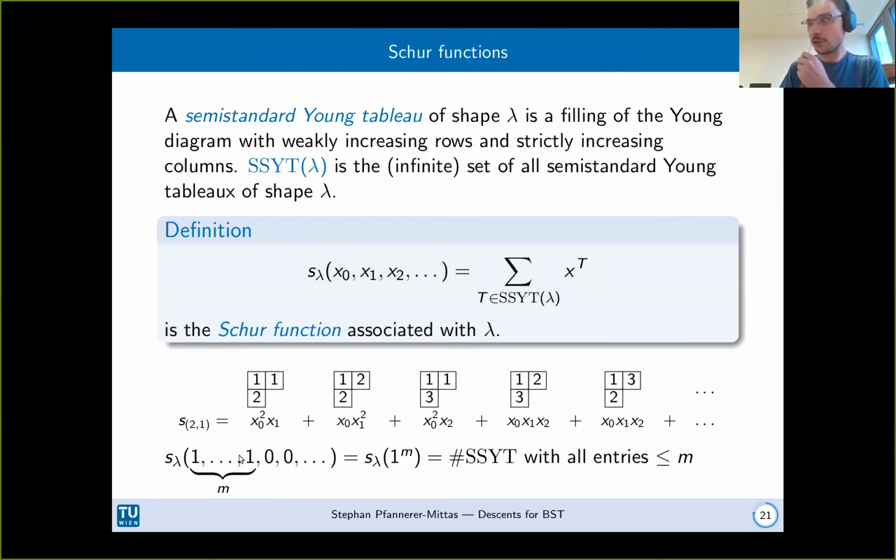And one thing to notice is that if we substitute for our variables just ones and then a bunch of zeros, which we also denote with 1 to the power of how many ones I want to have, then this is precisely the number of semi-standard Young tableaux with all entries at most m.